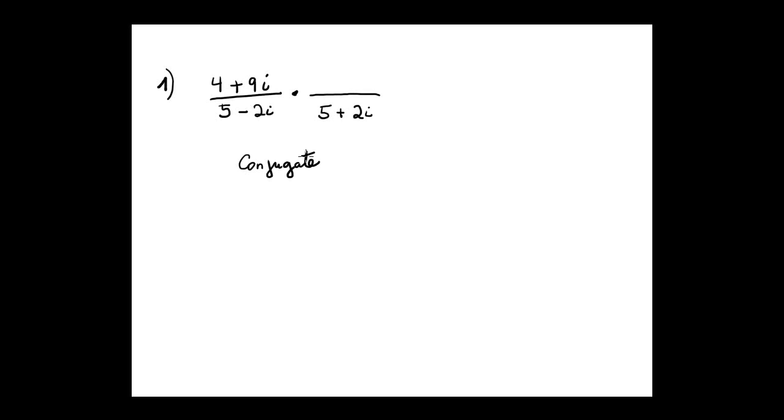The most important characteristic of the conjugate is this: if this sign is negative, the conjugate is opposite, positive. Okay, and in order to not affect my original problem, I multiply and divide by the same number. Okay.